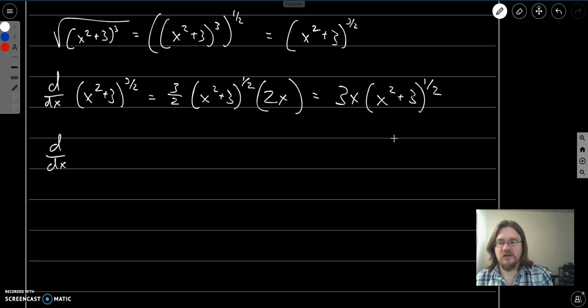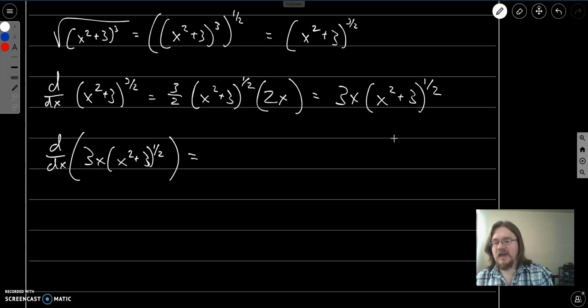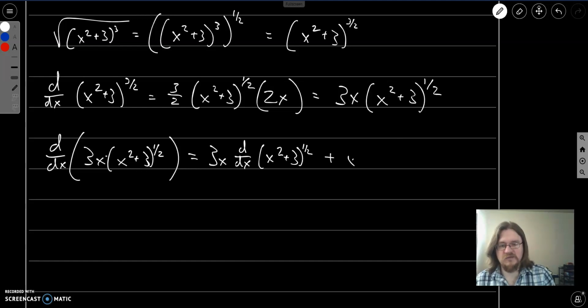This will be the derivative of 3x times x squared plus 3 to the 1/2. And we're taking the derivative of this whole thing, and we are multiplying these guys. So we have a product rule. So the derivative of this guy is going to be 3x times the derivative of x squared plus 3 to the 1/2 power, plus the second function times the derivative of 3x.